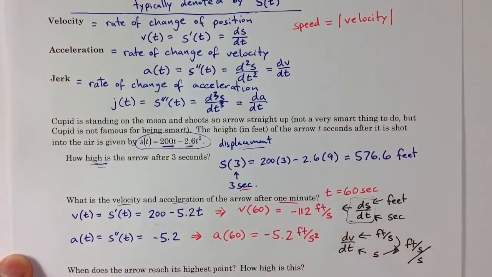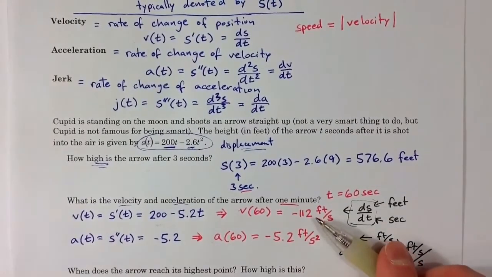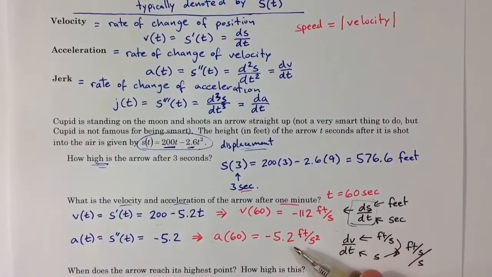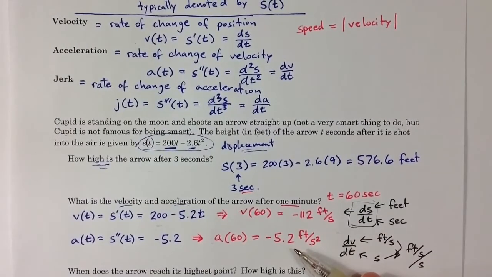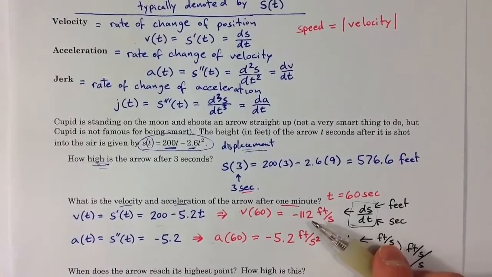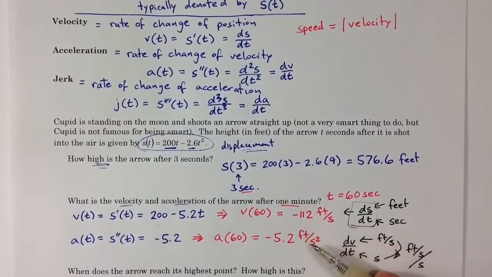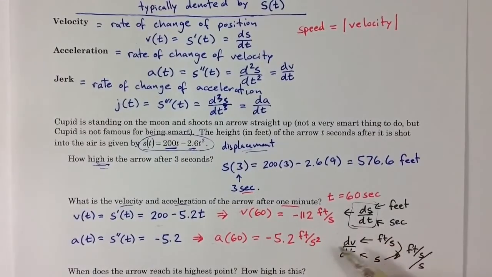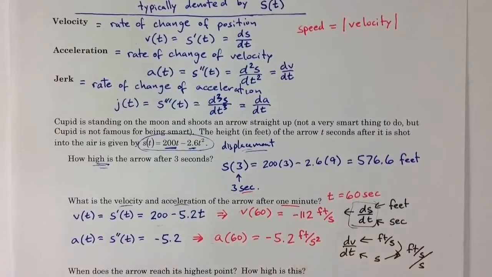Thinking about what this number means, the acceleration is talking about the change in velocity. Negative 5.2 means that we would expect this number, the negative 112 number, at 61 seconds to be negative 5.2 units smaller than it is. The relationship here, it's feet per second squared, because in the next second we would expect the feet per second amount to change by 5.2 units.